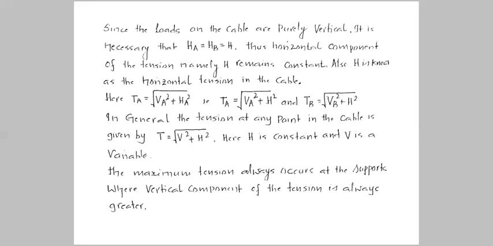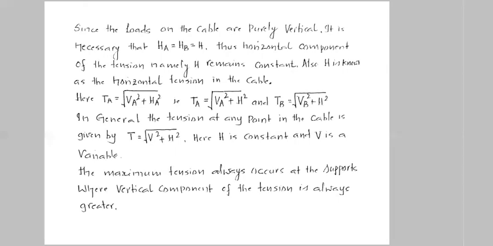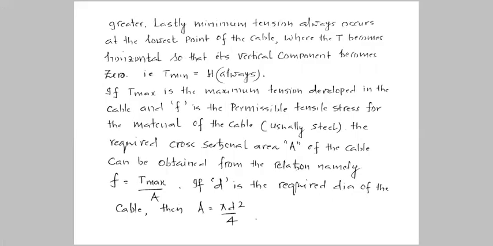The maximum tension always occurs at the supports, where the vertical component of the tension is greatest. Lastly, minimum tension always occurs at the lowest point of the cable, where T becomes horizontal so that its vertical component becomes zero. That is, Tmin is equal to H always.